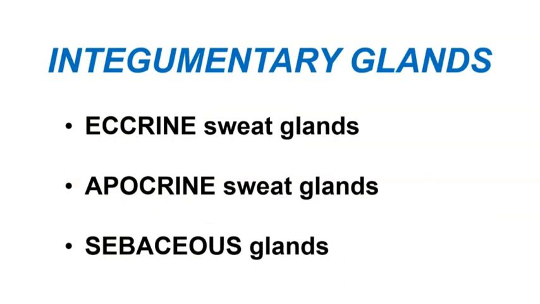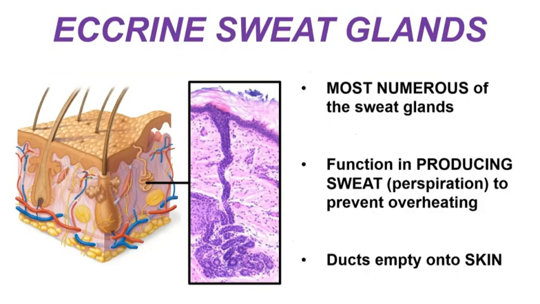So let's turn our attention back to the integumentary glands. So we're going to look at three specific glands of the integumentary system. We have the eccrine sweat glands and we have the apocrine sweat glands. So we're going to look at two varieties of sweat glands. And then we're going to look at a sebaceous gland. So let's start with the eccrine sweat glands.